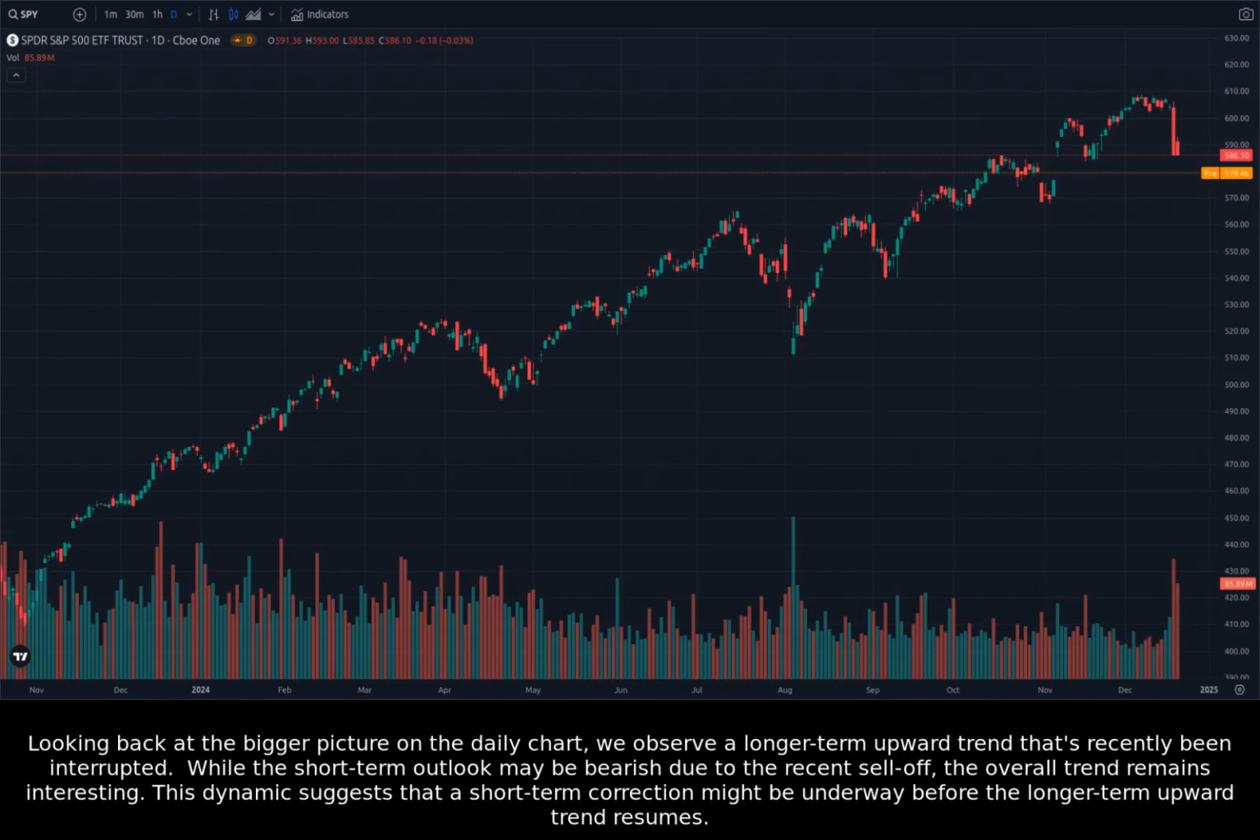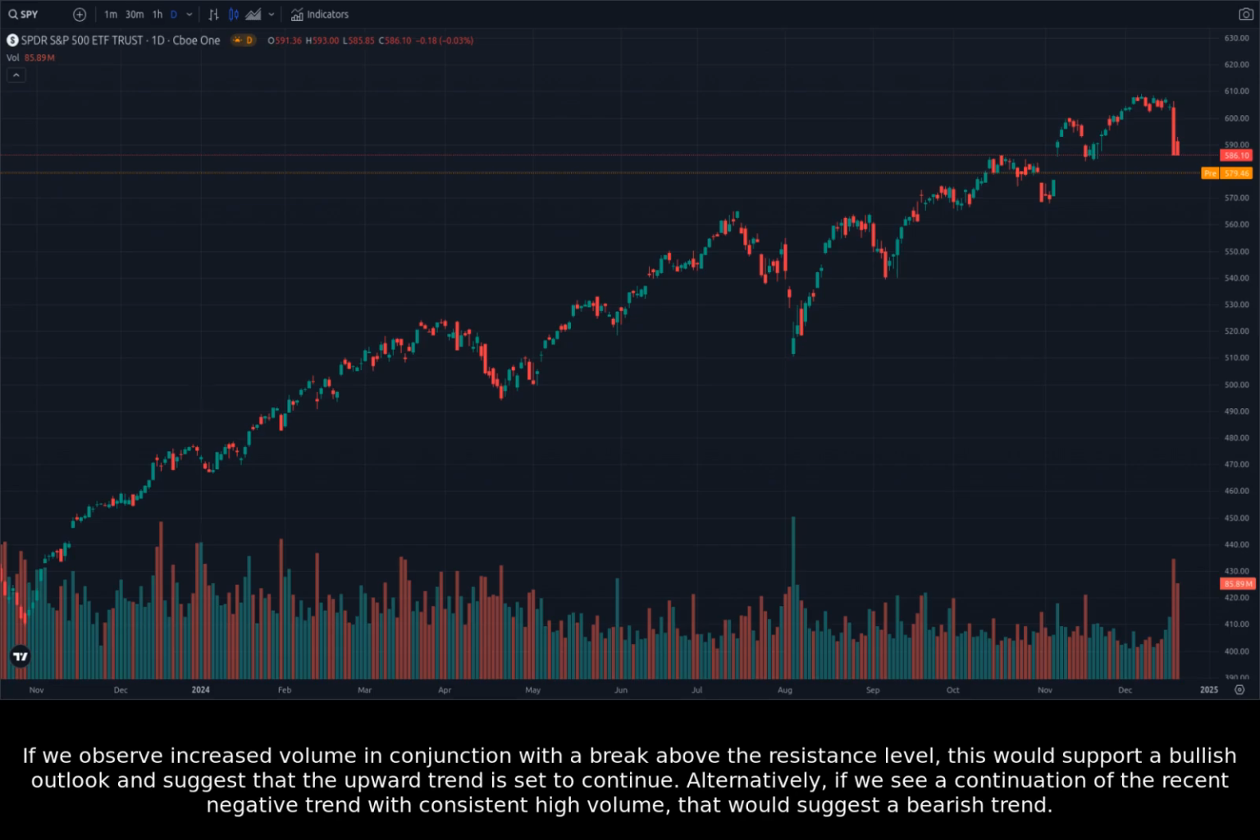Looking back at the bigger picture on the daily chart, we observe a longer-term upward trend that's recently been interrupted. While the short-term outlook may be bearish due to the recent sell-off, the overall trend remains interesting. This dynamic suggests that a short-term correction might be underway before the longer-term upward trend resumes.